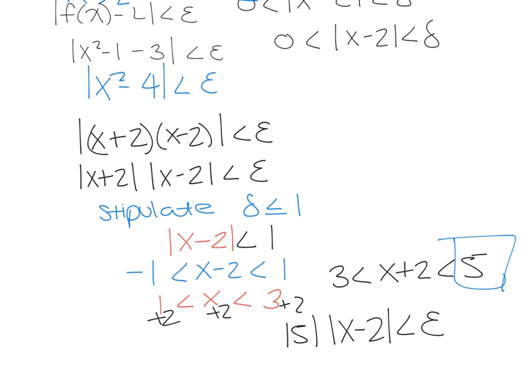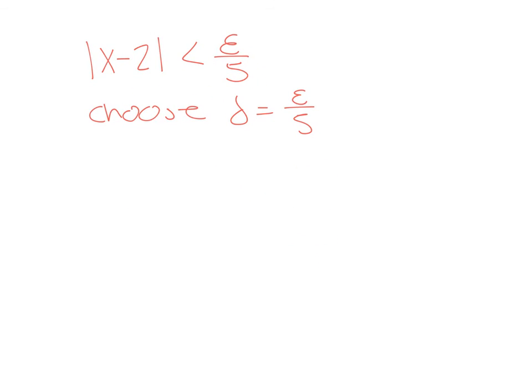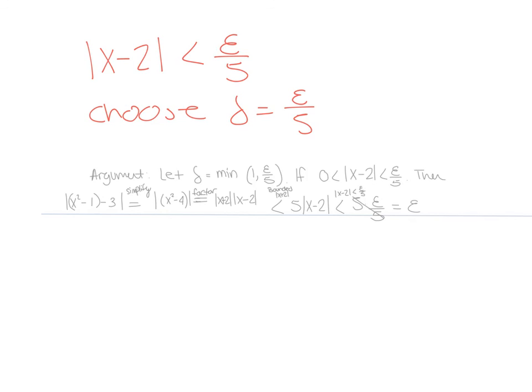When I do direct substitution, I end up with this, and I want to isolate this so that I can choose my delta, and here it becomes very clear that the absolute value of x - 2 is less than epsilon over 5, so I'm going to choose delta to equal epsilon over 5. So in our argument, we want to make sure that we say that, and it will look something like this. Okay, and then to conclude it, here's your argument.